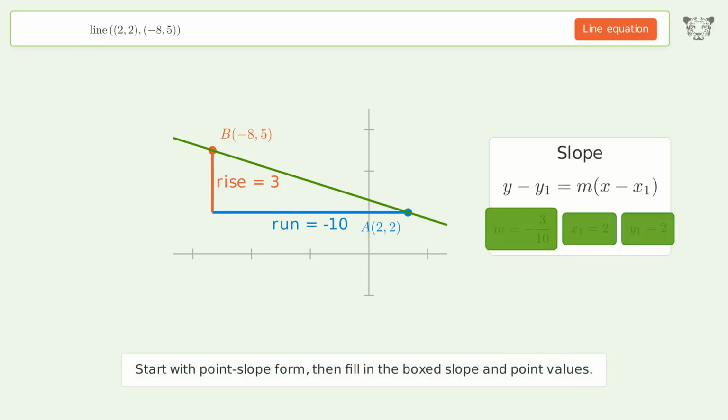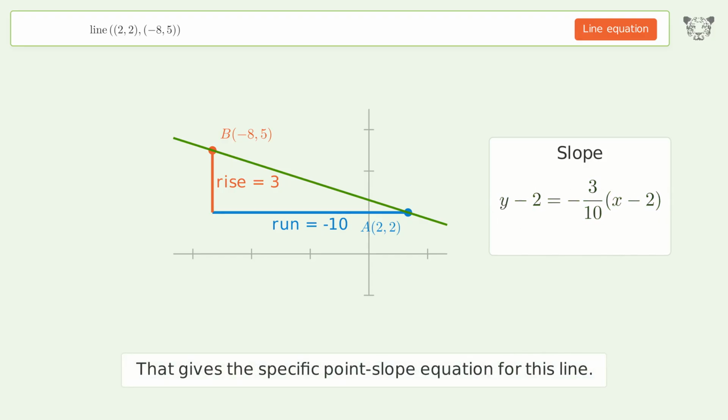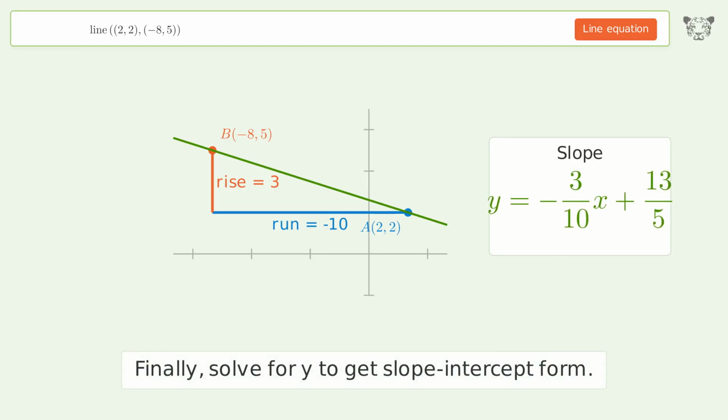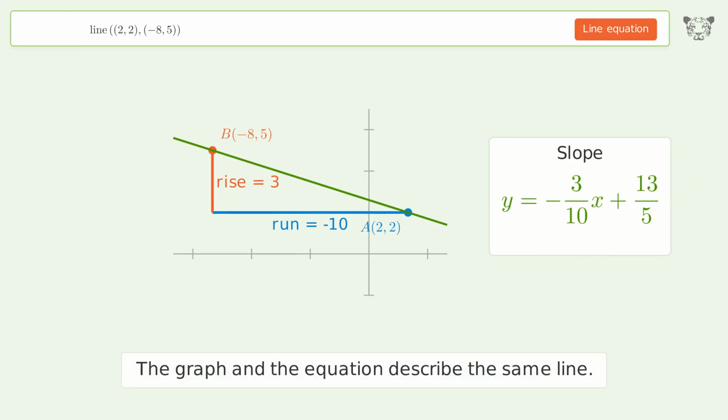Start with point slope form, y minus y1 equals m times x minus x1. Then fill in the boxed values, slope is -3 over 10, x1 is 2, and y1 is 2. That gives the specific point slope equation for this line. Finally, solve for y to get slope intercept form. The graph and the equation describe the same line.